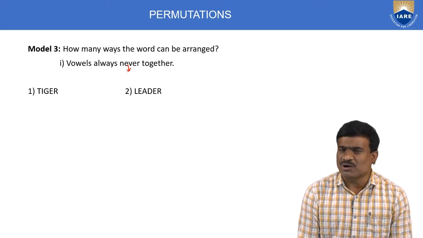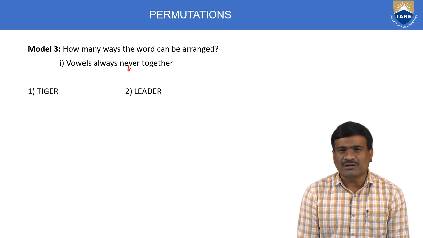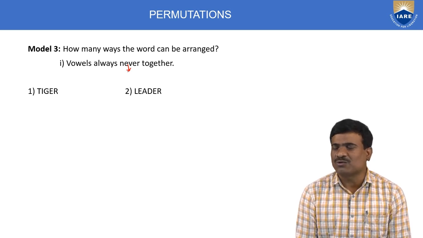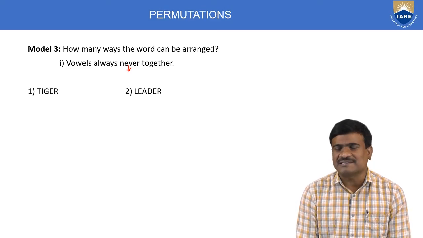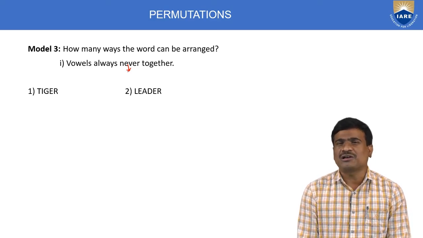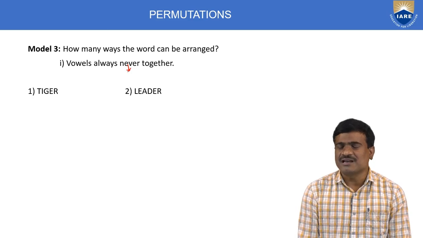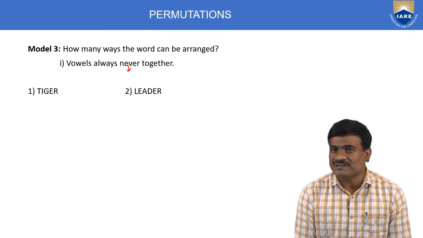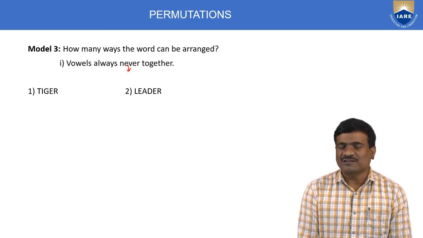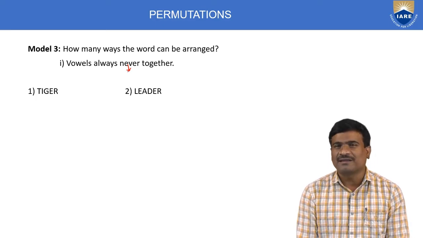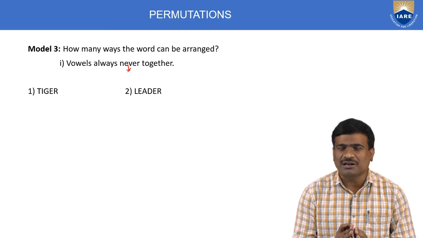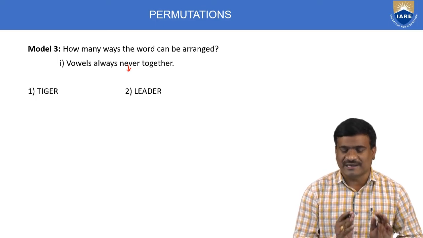I think that concept is already completed. Here model 1 minus model 2 is equal to model 3. Vowels never together is equal to total number of arrangements minus vowels always come together. First model minus second model is equal to third model. Here first model is the total number of arrangements in tiger.